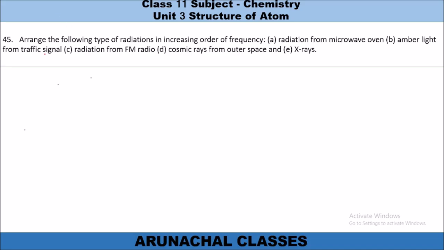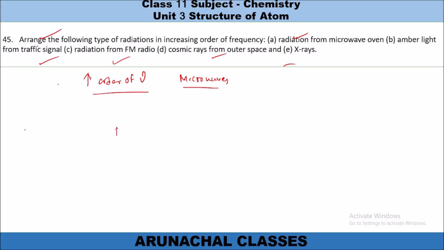In question number 45, we have to arrange the following types of radiation in increasing order of frequency. Here they have given radiation of microwaves, that is microwaves, radiations from microwave oven, amber light of traffic signal, radiation from FM radio, cosmic rays from outer space, and X-rays. So we have to arrange them in increasing order of the frequency.